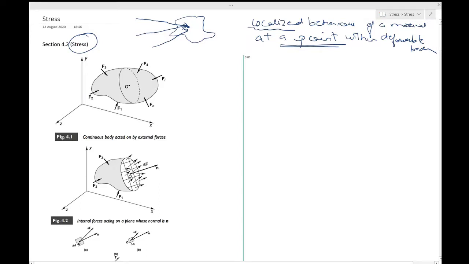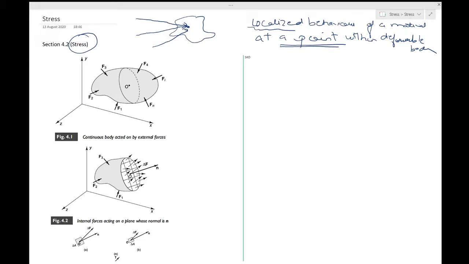So equilibrium at this point and the geometry of deformation at the same point are considered in remaining sections of this chapter, and in the future chapters we'll build upon this theory for various kinds of loadings in our problems. Okay, so let's start with section 4.2 in the textbook, which is stress.